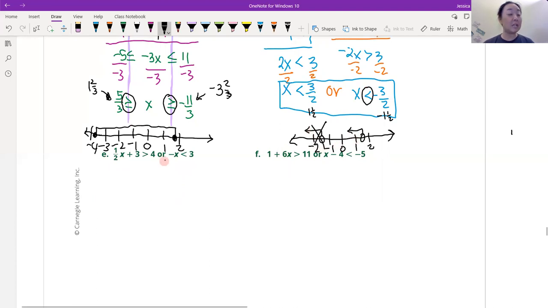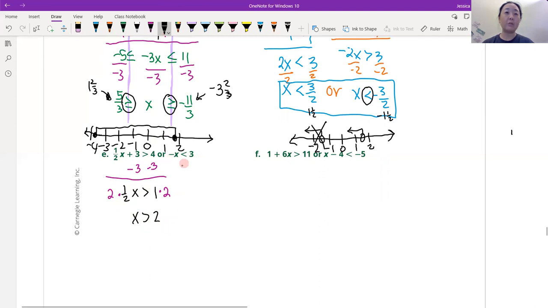So let's try this one. This was another or. I notice right here I have this +3, so I'm going to just subtract 3 on both sides. And I get 1/2 x is greater than 1. And I've got to get rid of this 1/2, so I'm going to multiply by 2. The reason I multiply by 2 is that it's technically 2 over 1, but what's 2 over 1? 2. If you want to write over 1, you totally can. So all I have left on the left-hand side is x is greater than 2.